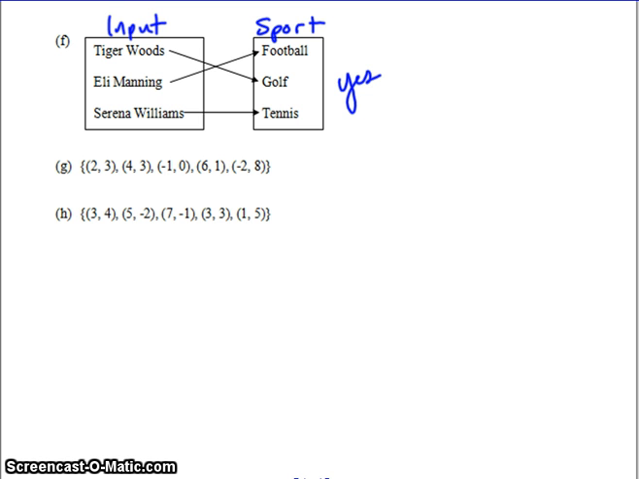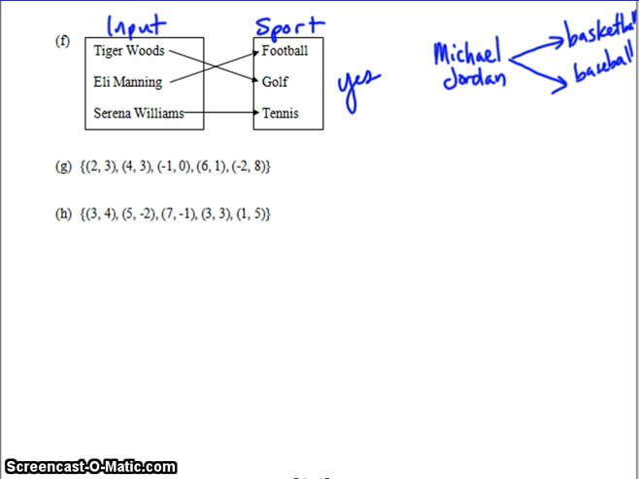If we did one with Michael Jordan, who was an athlete, Michael Jordan played two sports at one point. He played basketball and baseball. This would make it not a function if he was in there, if we added his name, because he has two outputs. One's basketball, one's baseball. The last two have ordered pairs.